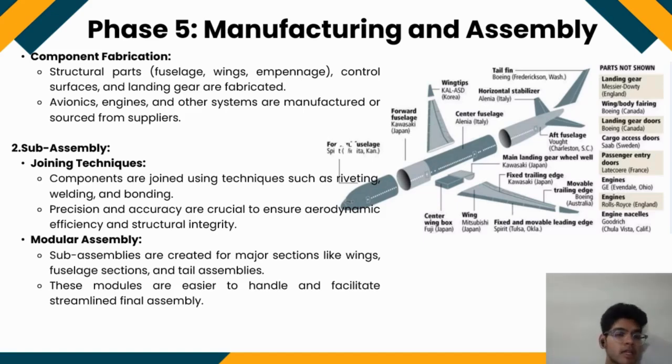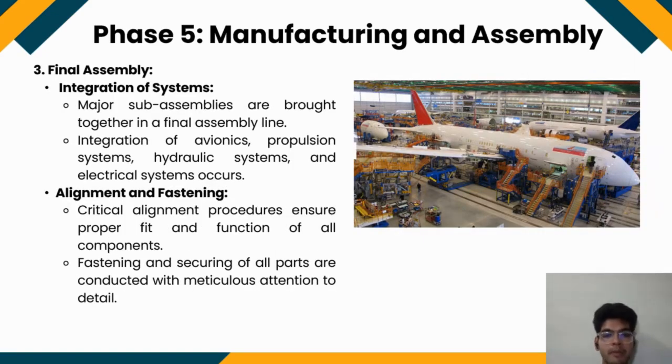So after the sub-assembly, then comes our final assembly. In the final assembly stage, these major sub-assemblies that we have created come together on the assembly line. This is a very highly coordinated effort where precision and accuracy are very important. Integration of systems such as avionics, hydraulics, and electrical systems occurs here.